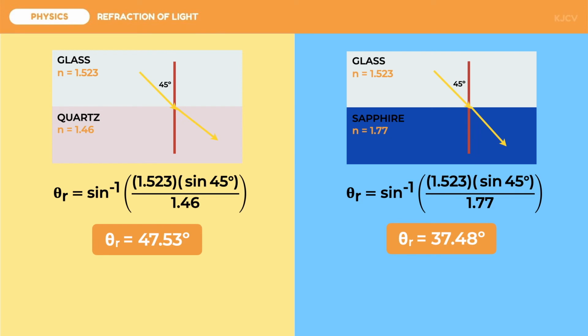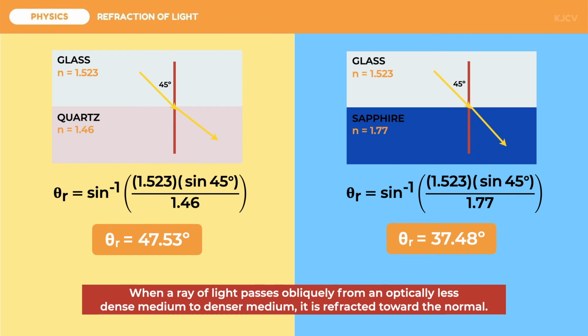As we can see here, in the first setup, light passes from a denser material to a less dense material. The result is that the refracted ray deviated away from the normal line. In the second setup, the light passes from a less dense material to a more dense material. The result is that the refracted ray deviated towards the normal line.